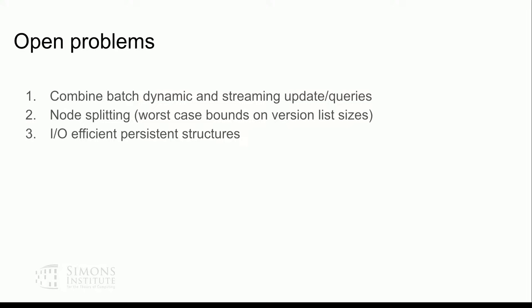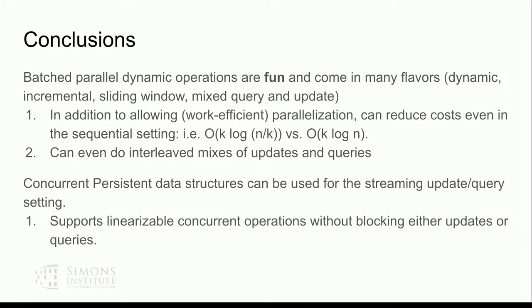Okay, so that's all I have, some conclusions. Basically, batched algorithms not only help by allowing parallelism, they can actually reduce the work, like in the case of the batch links and cuts, and can be used to interleave updates and queries. And this concurrent setting can basically be used to get consistent snapshots, so the queries can operate while updates are happening.